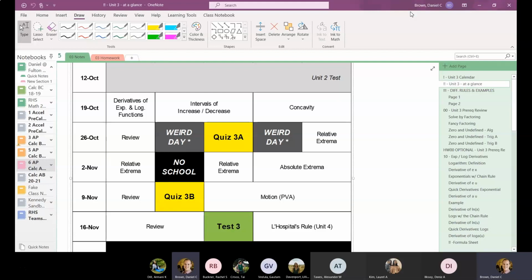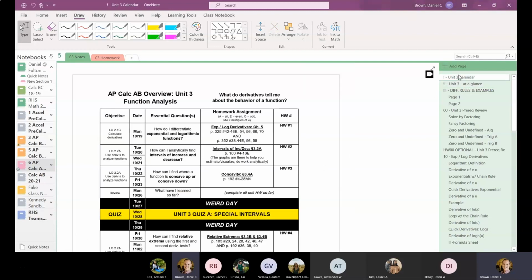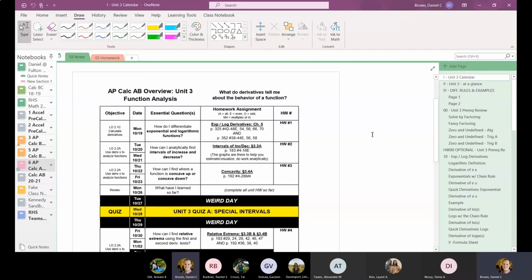Looking at this unit, it is called Applications of Derivatives, where we're going to be looking at mainly how we can use the derivative to analyze functions in lots of different ways. This unit is very, very algebra heavy.